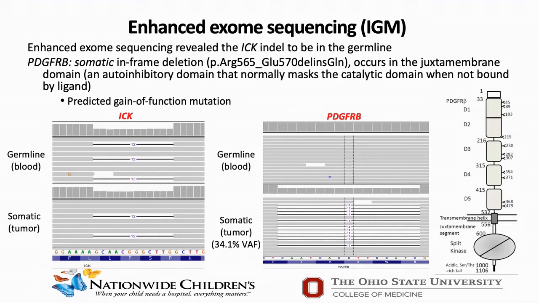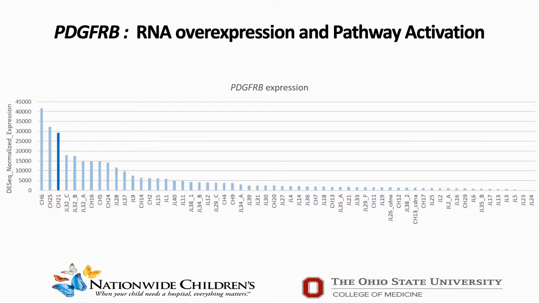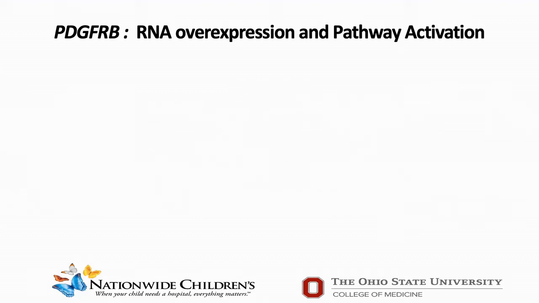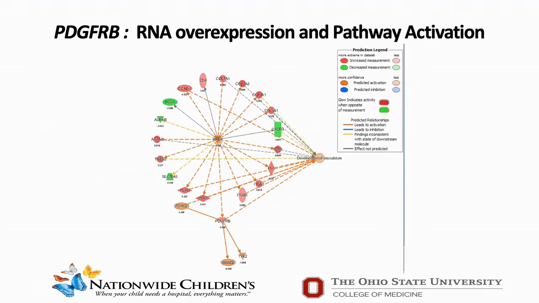And so the protein with this mutation in place is effectively firing at all times. This is a predicted gain of function mutation in this receptor tyrosine kinase. When we look at the corresponding RNA expression of PDGFR beta that results from this deletion that I showed you, you can see that the patient has highly elevated expression of the RNA. And indeed, from an ingenuity pathway analysis, you can see quite clearly that this PDGFR beta is at the axis of a very highly elevated and activated cellular pathway that's going on to drive this patient's cancer.